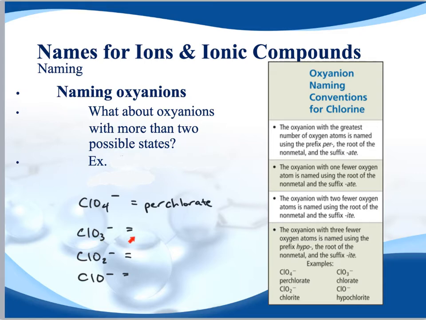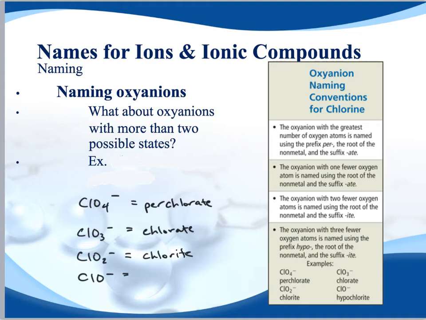The next one down, the oxyanion with one fewer oxygen atom, is named using the root of the nonmetal and the suffix -ate. So this one just does not have the per in it. This is just chlorate. One beneath that, the oxyanion with two fewer oxygen atoms, is named using the root of the nonmetal and the suffix -ite. So no prefix here. Root plus suffix -ite, ClO2 -1 is chlorite.